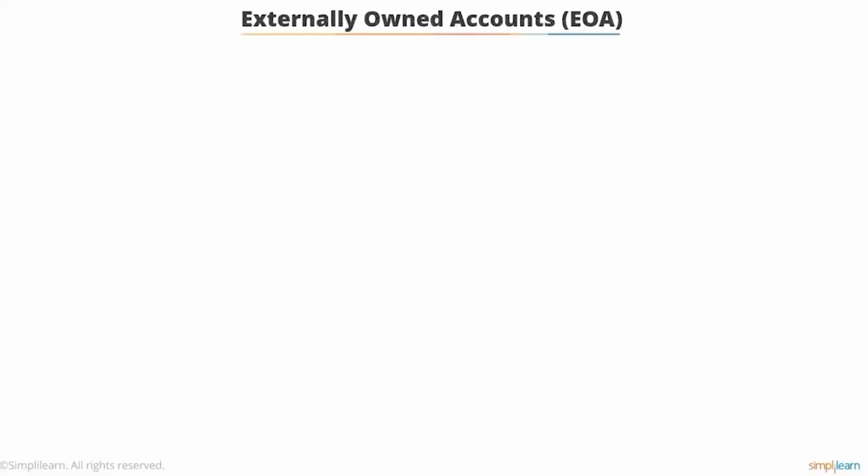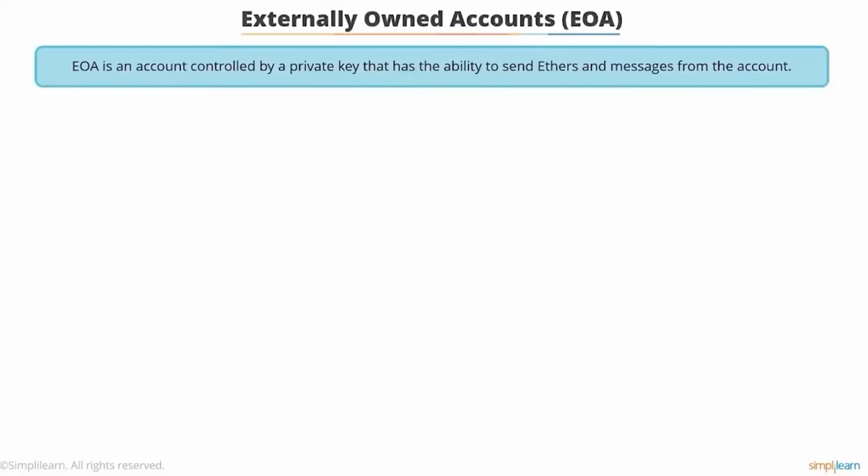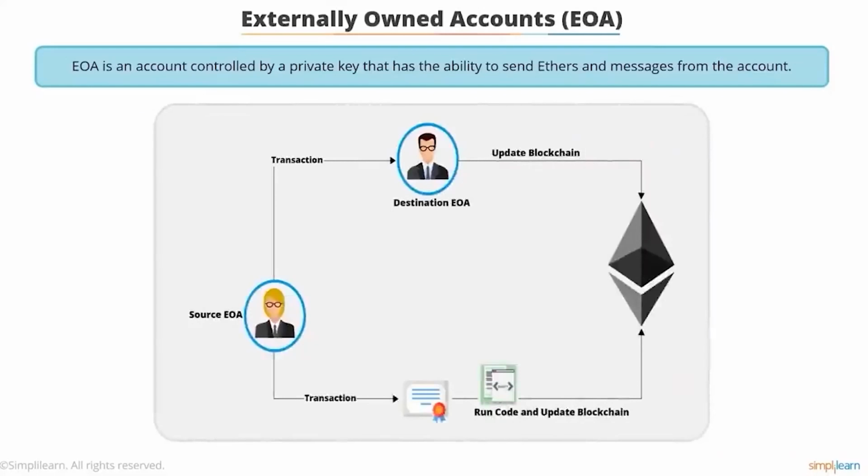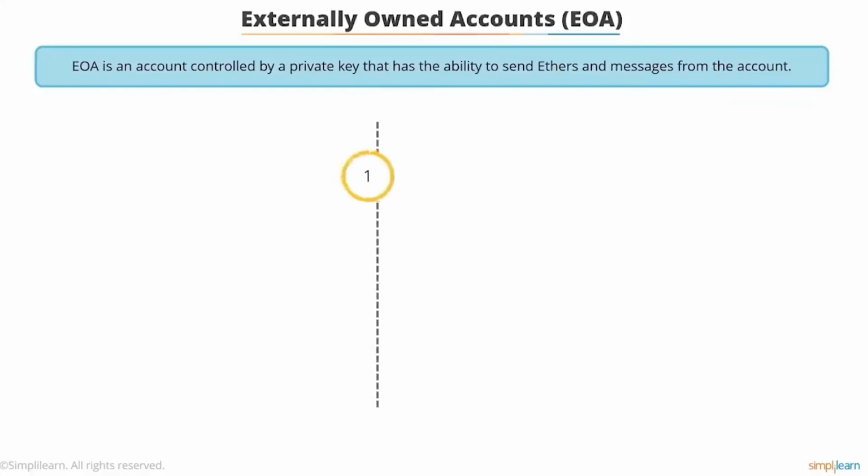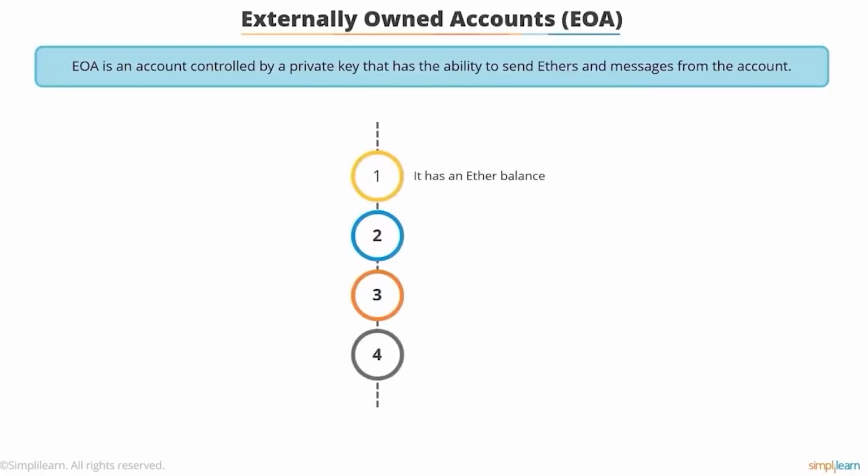Externally owned accounts. An EOA is an account controlled by a private key that has the ability to send ethers and messages from it. Following are some of the properties of an externally owned account. Firstly, it has an ether balance. Secondly, it can send transactions. Thirdly, it is controlled by private keys. And fourthly, it has no associated code.